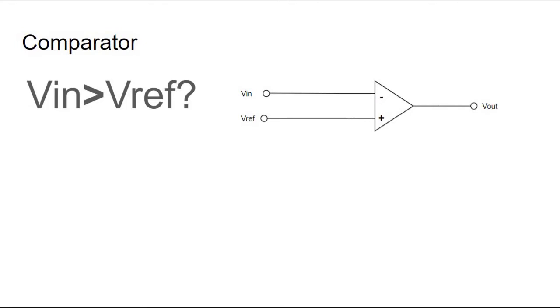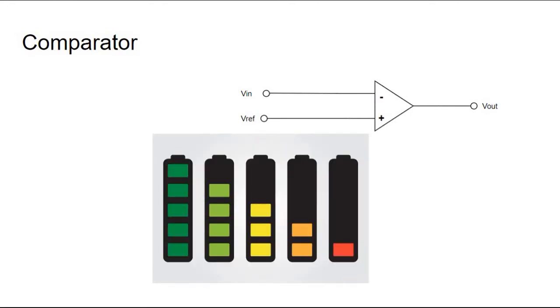This reference voltage is created by you to gather some useful information. You will use it to know when Vin is bigger or smaller than that reference voltage. This can be used to perhaps get some useful information, say battery level getting too low.